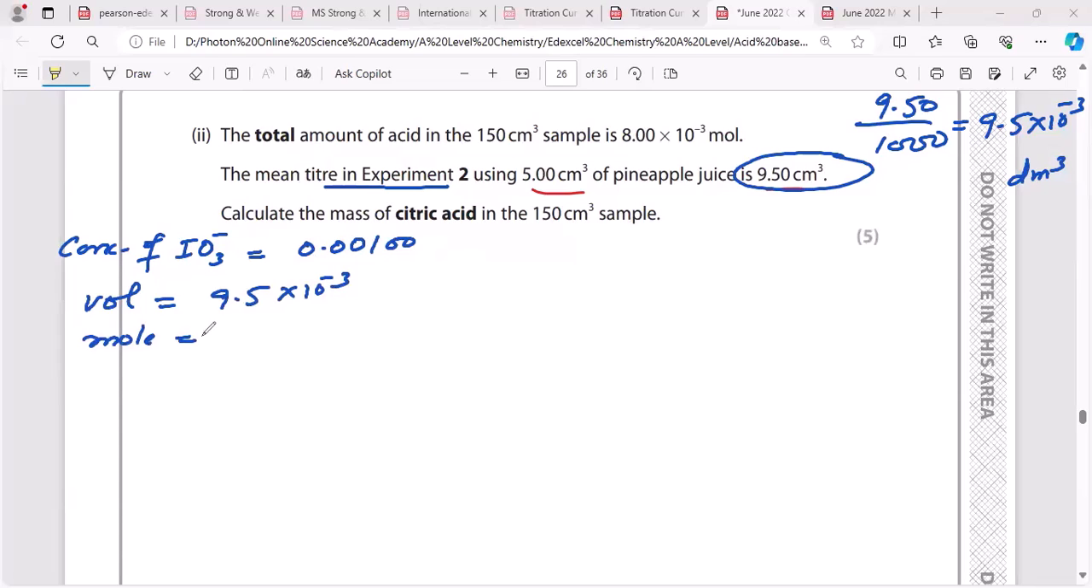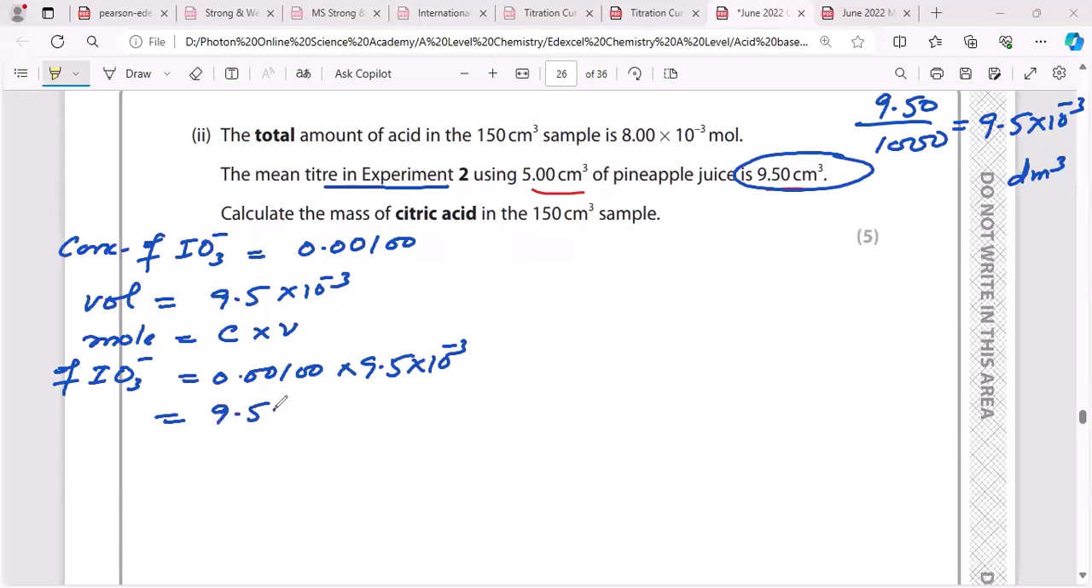So moles of iodate is equal to concentration times volume. Concentration is 0.00100. The volume is 9.5 into 10 raised to power minus 3. So in this way, I will be getting the moles. If I am not wrong, this would be equal to 9.50 into 10 raised to power minus 6. Good.